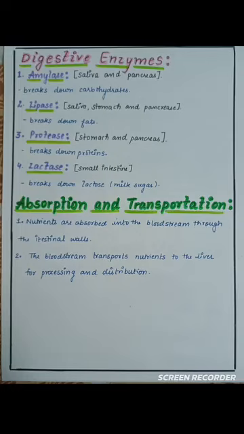The last topic is absorption and transportation. Nutrients are absorbed into the bloodstream through the intestinal wall of the small intestine. That means the process of absorption of nutrients happens in the small intestine with the help of the intestinal walls. The bloodstream transports nutrients to the liver for processing and distribution. So the function of transportation is performed by the blood.